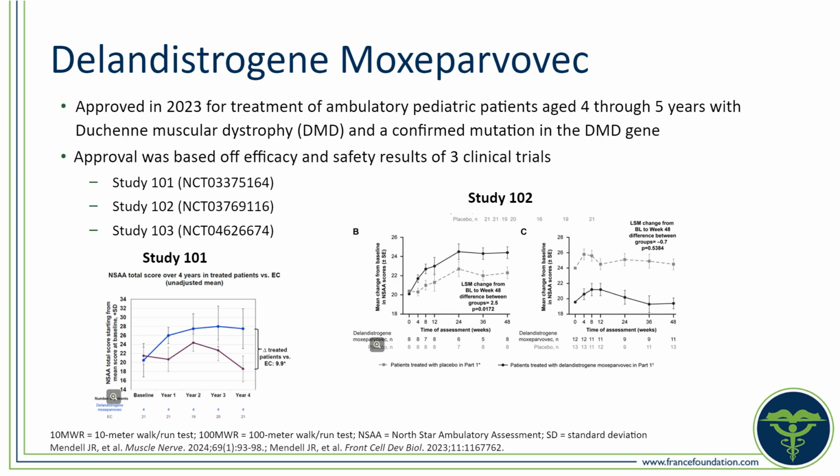Unfortunately, in the older age group, the 6 to 7-year-old group, these were not well matched at baseline, and there was a statistically significant difference at baseline in the North Star Ambulatory Assessment scores of the group that received the placebo and the group that received active product. And thus, they were not able to be effectively compared at week 48. And so there was not a statistically significant difference at that time point. Study 103 has incorporated the broadest cohorts to receive delandistrogene moxeparvovec and is ongoing.